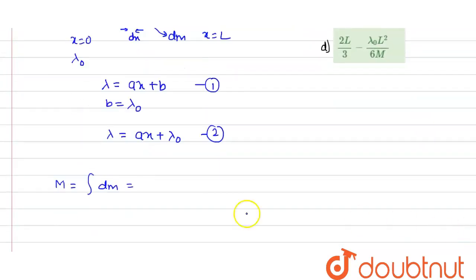So how can we write dm? This is mass per unit length. If we multiply lambda with our dx, this would give us the total mass, and the limit would be from 0 to L. Now we put the value of lambda, it is ax plus lambda naught. Then we can integrate it from 0 to L with respect to dx.